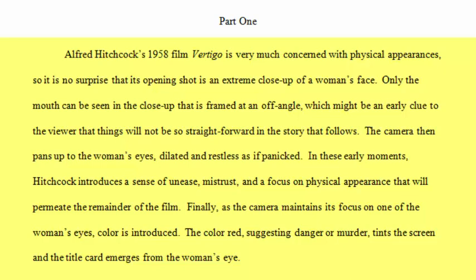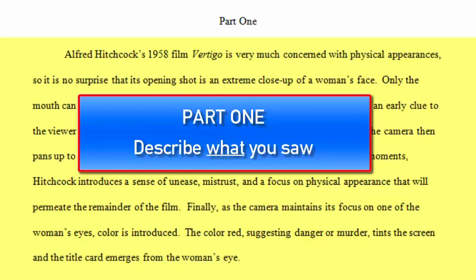So notice that in part one, the writer is describing what he saw and describing it in very specific, detailed terms that uses words to kind of repaint for the reader what was on the screen.